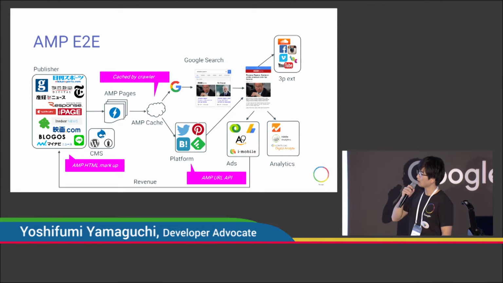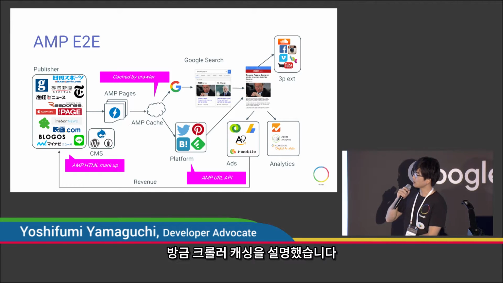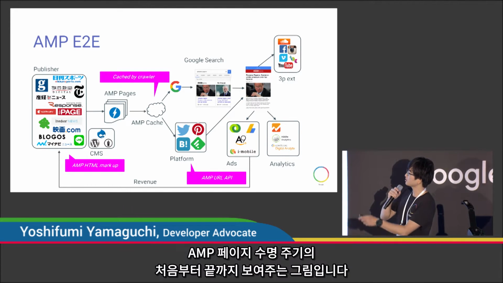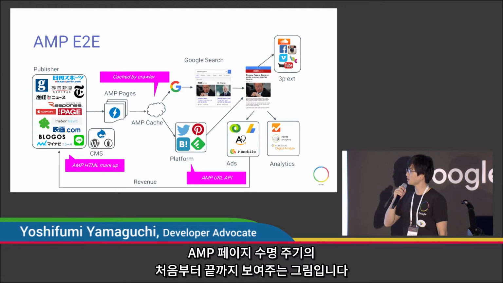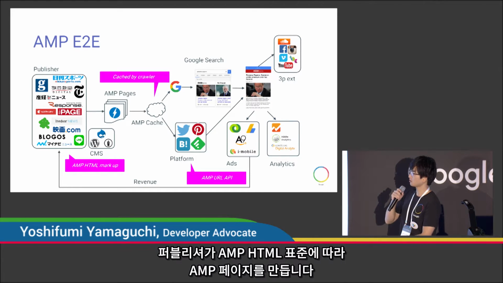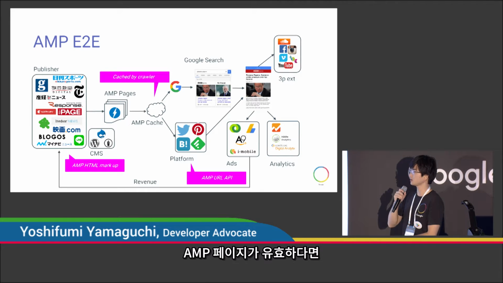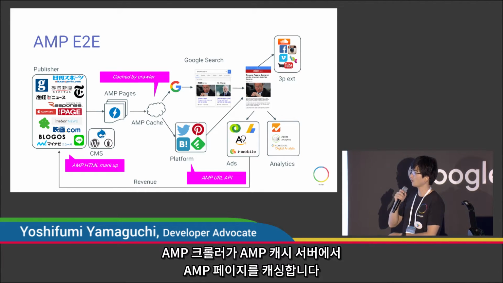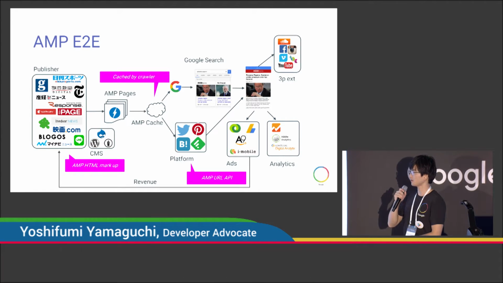And then, I just introduced this part. So this picture is the AMP pages end-to-end life cycle. What I have introduced so far is this part. Publishers create the AMP pages following the AMP HTML specs, and then if these AMP pages are valid, then AMP crawlers will cache the AMP pages on the AMP cache servers.